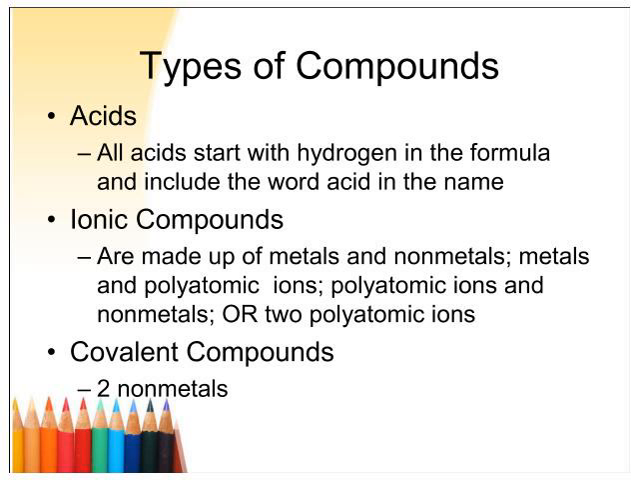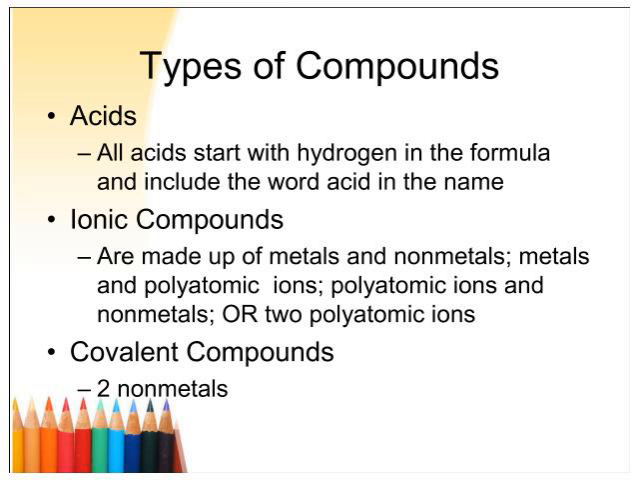We have acids. Whenever you have hydrogen in the formula, it's an acid. If you have the word acid in the name, it's an acid, and so the formula starts with the hydrogen. You're going to skip down to covalent compounds, or when you have 2 nonmetals together. If you've got 2 nonmetals, we're going to use the covalent compound naming rules. All other compounds that we're going to encounter are going to be ionic compounds.